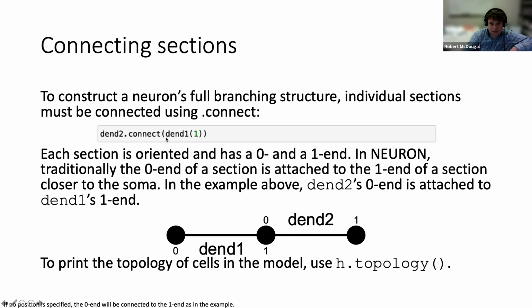Where is it going to be stuck? It's going to be stuck on the 1 location of dend1. So in my topology, dend1 runs from 0 to 1, and then at the 1 on dend1, that's where I'm going to stick dend2. And you could imagine that I'd also maybe want to stick a third dendrite. I could have many dendrites coming out of the same point if I were so inclined.